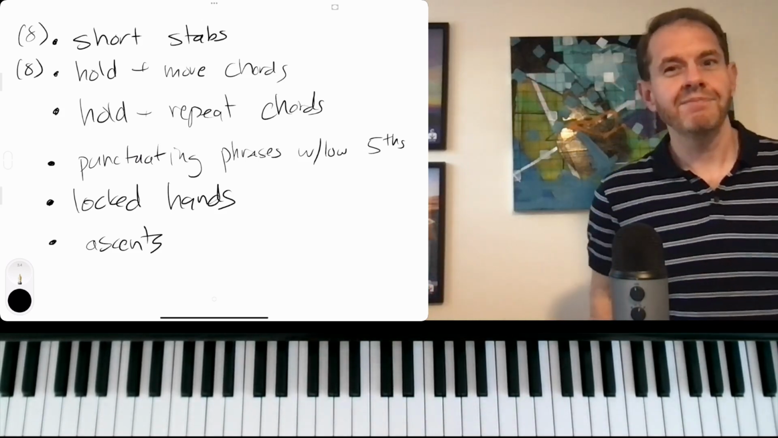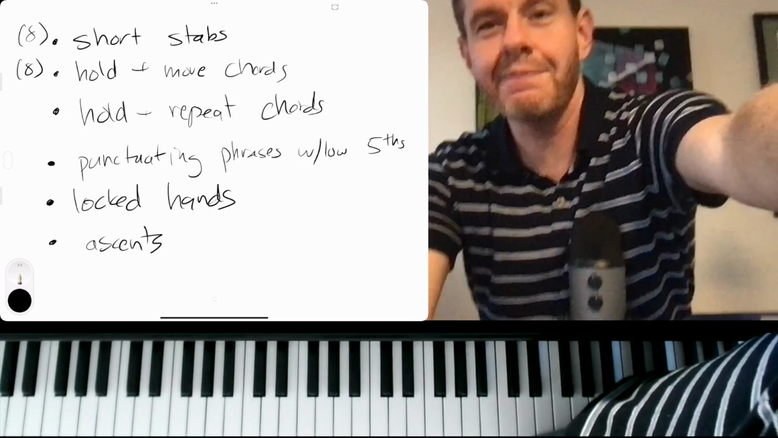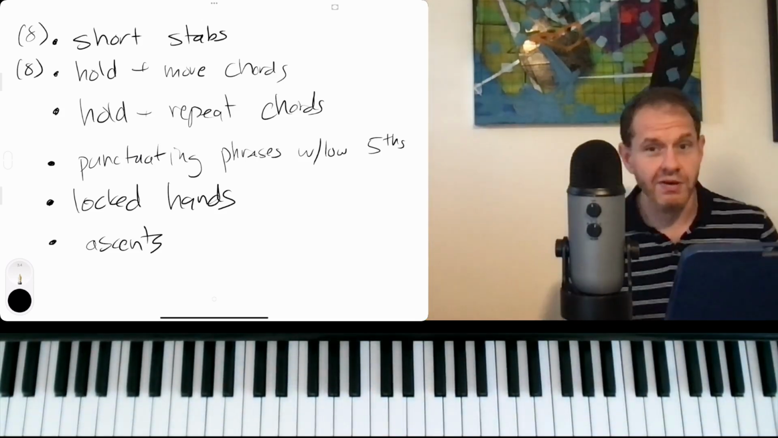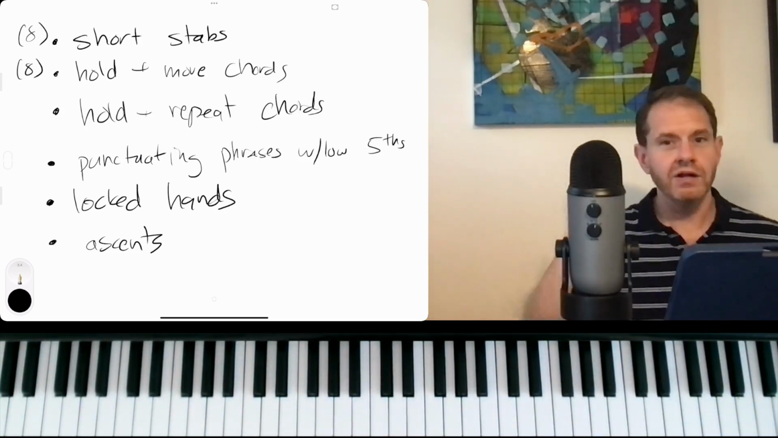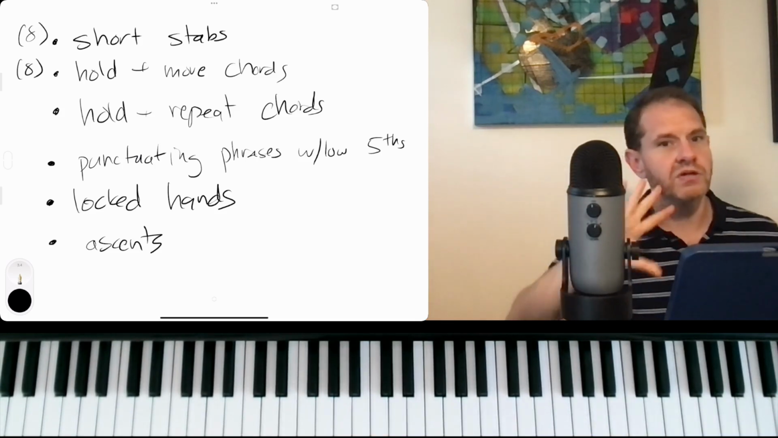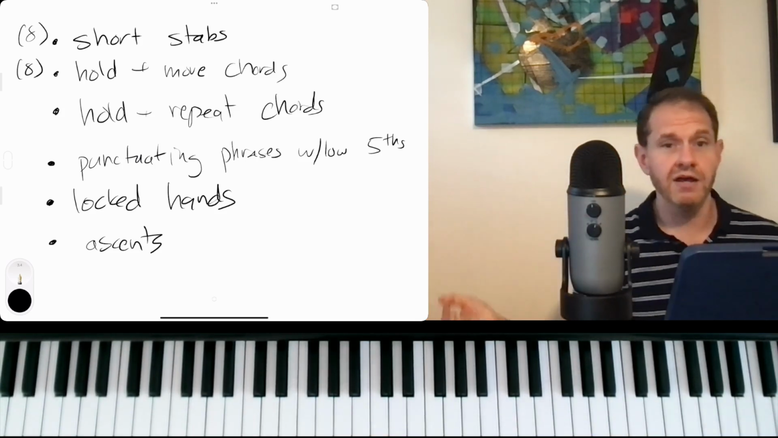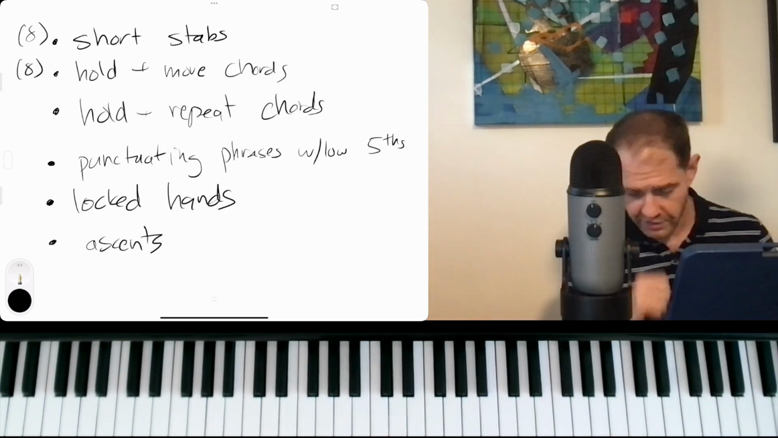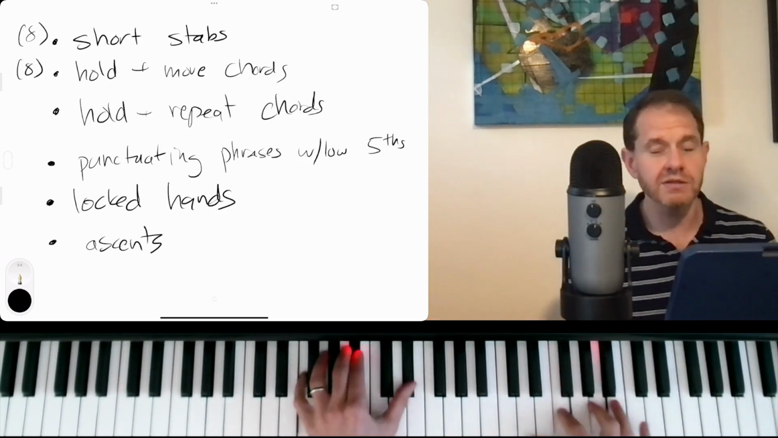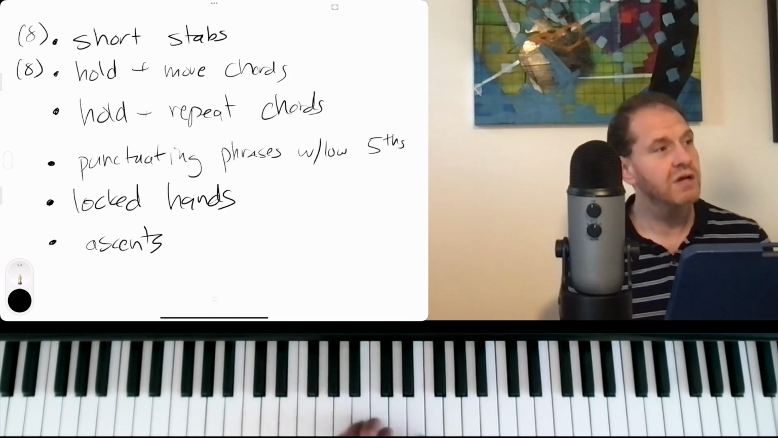All right. That might be too long. Let's see what happens. So pay attention not to my right hand. My right hand is just going to be BSing. But we're going to count these 8 bars, and then we're going to switch between short stabs and holding and moving the chords. Okay, 1, 2, 1, 2, 3, 3, 4.